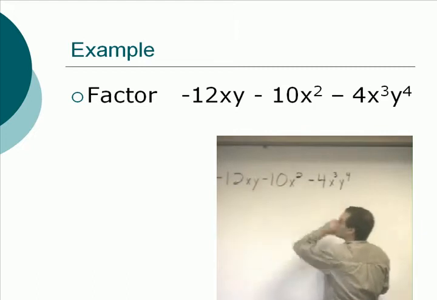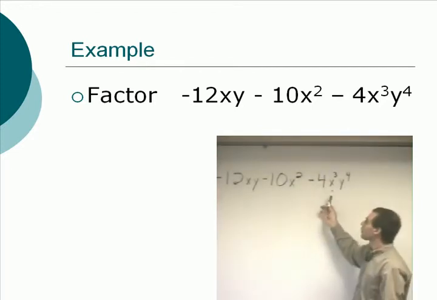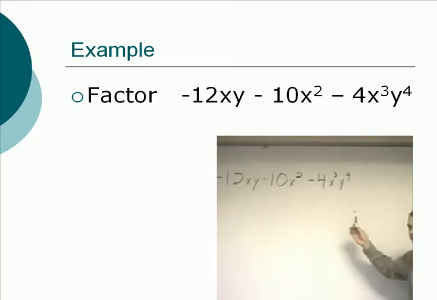Now, if you look at this, you've got 3 terms. You're looking for the biggest factor that occurs in any one of those 3 terms. Now, you're almost always factoring 2 things when you factor. You're factoring the numbers and you're factoring the variables. So first of all, look at your coefficients. Negative 12, negative 10, and negative 4. What is the greatest common factor of negative 12, negative 10, and negative 4?